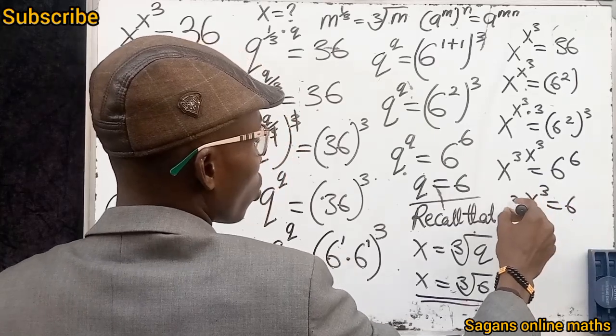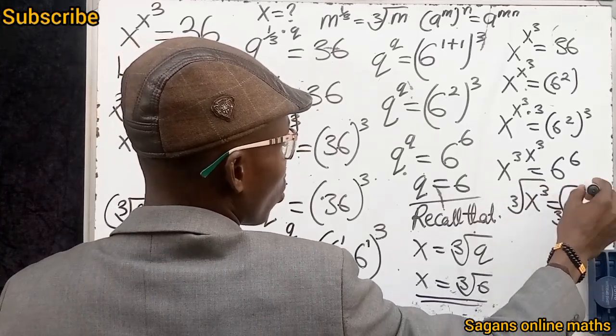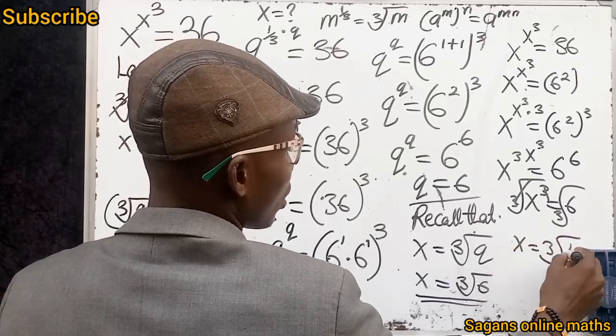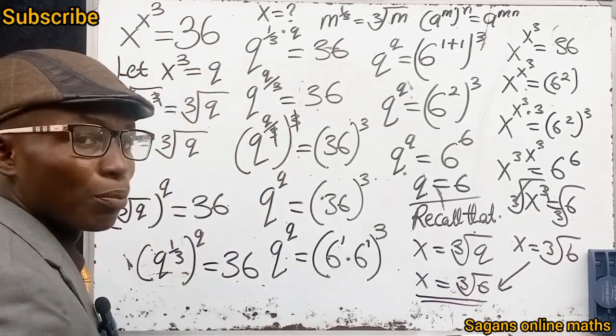6. Taking the cube root of both sides, okay? Taking the cube root of both sides, that means this will cancel out this. s will be equal to the cube root of what? 6, which is the same thing as this. Can you see how simple and interesting it is?